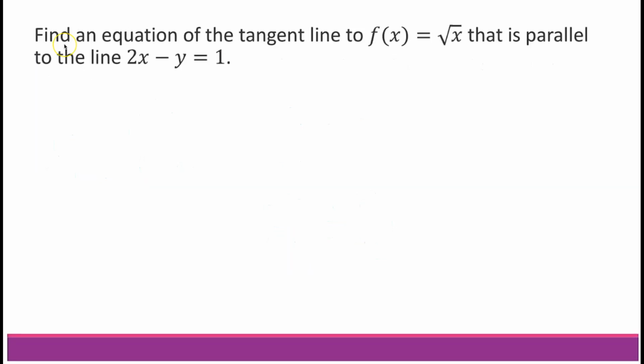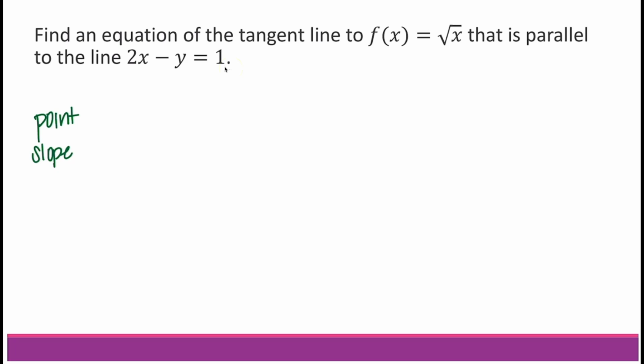In this example, we're going to take it up a notch in difficulty. We want to find an equation of the tangent line to f of x equals the square root of x that is parallel to the line 2x minus y equals 1. Let's focus on the fact that we want an equation of a tangent line, so we know we need two things. We need a point and we need a slope. Now, unfortunately, we haven't been directly given either of those in the problem statement. We are told that our tangent line has to be parallel to the line 2x minus y equals 1.